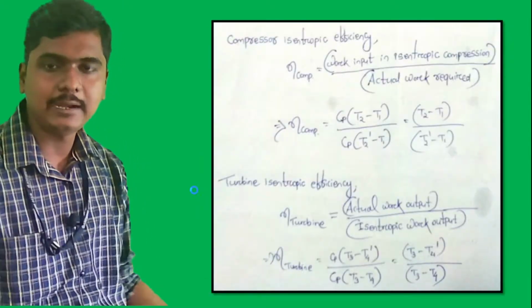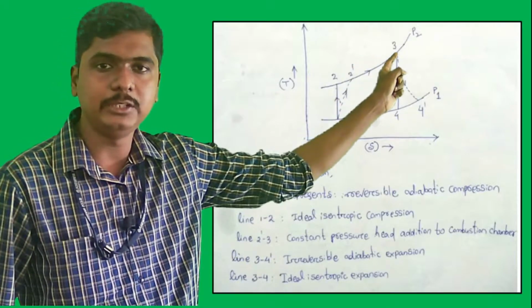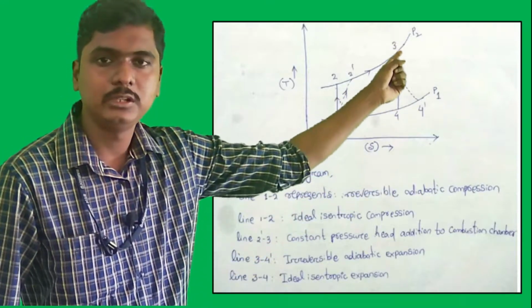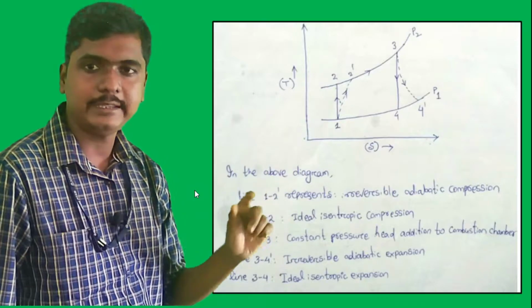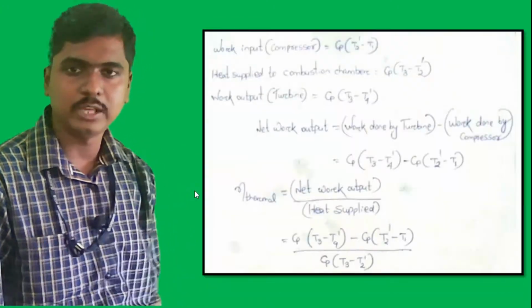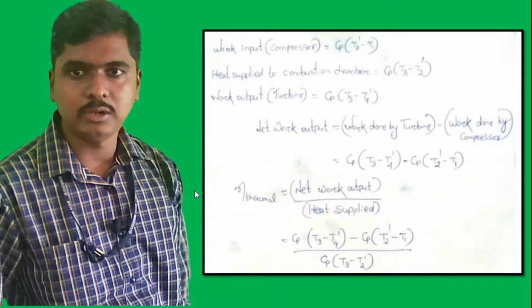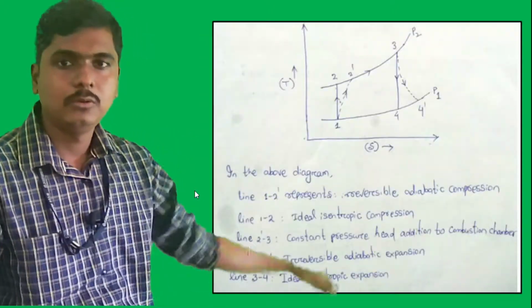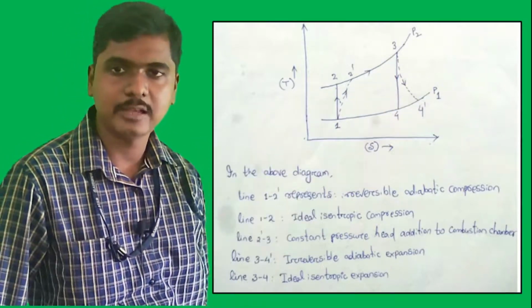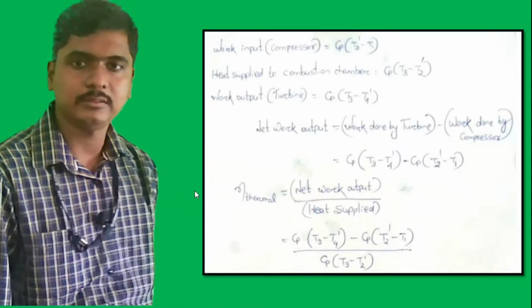Similarly, the actual heat supplied is Cp into T3 minus T2 dash, and the ideal heat supplied is Cp into T3 minus T2. Since we are taking the actual heat, we take Cp into T3 minus T2 dash. Now what is the actual work output? Work output is Cp into T3 minus T4 dash.